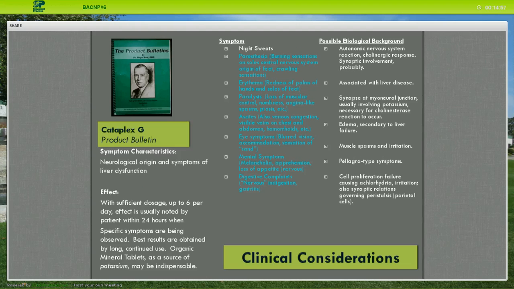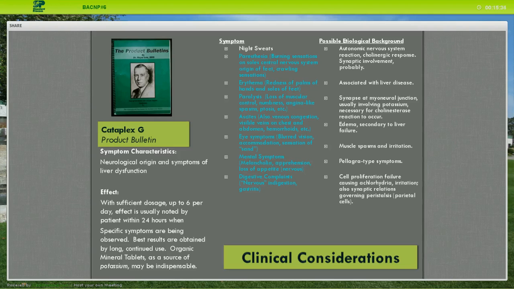So again, where do we get this information on Cataplex G? We're getting it from the product bulletin. And so you'll hopefully start to notice a trend that when it concerns the B vitamin fraction, I'm using kind of a gold color, and when it concerns the G vitamin fraction, I'm using sort of a highlighted blue color. So you'll notice for the symptoms of Cataplex G, we see paresthesias, we see redness, we see paralysis. We see ascites or a venous congestion, particularly ones that are visible on the chest or the abdomen.